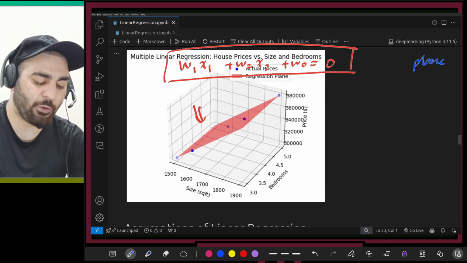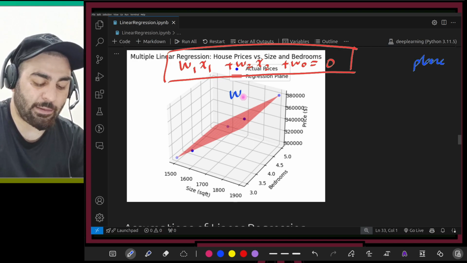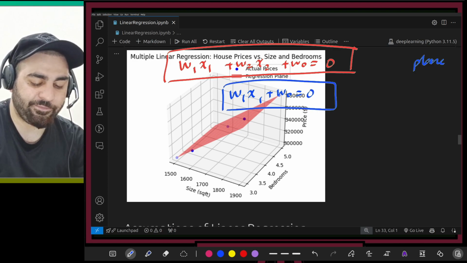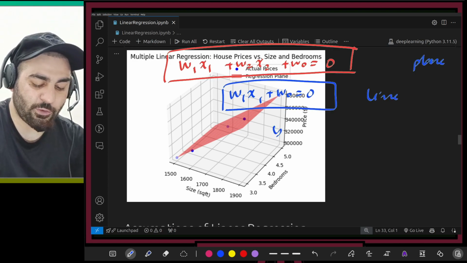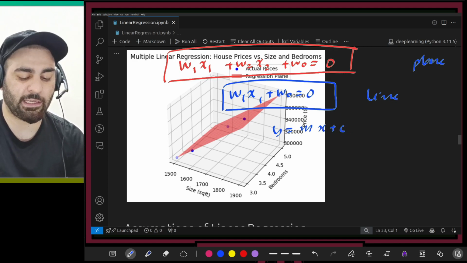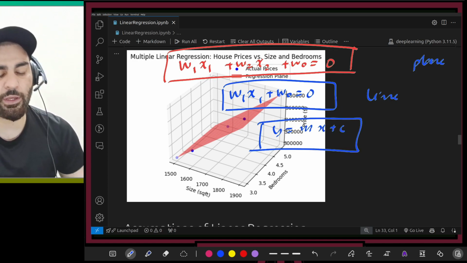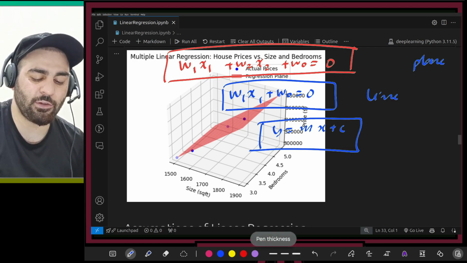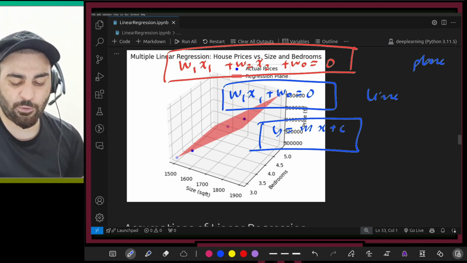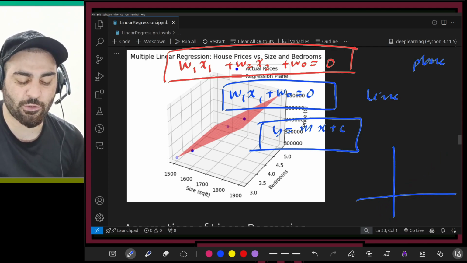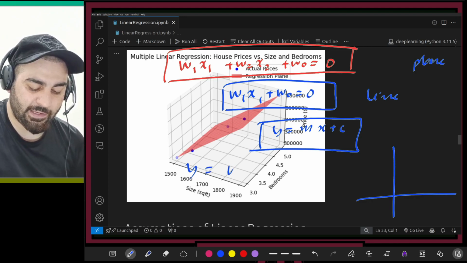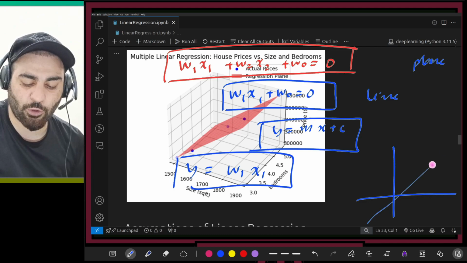If I have a line, the line is w1 x plus w0 is equal to 0. This is my line, where I say y is equal to mx plus c. So y is equal to mx plus c is the equation of the line. Here you just put in these values. This 0 basically means I am letting it pass through the origin. If I put w0 is equal to 0, then I am saying y is equal to w1 x1 plus 0, and this is a line passing through the origin, something like this.